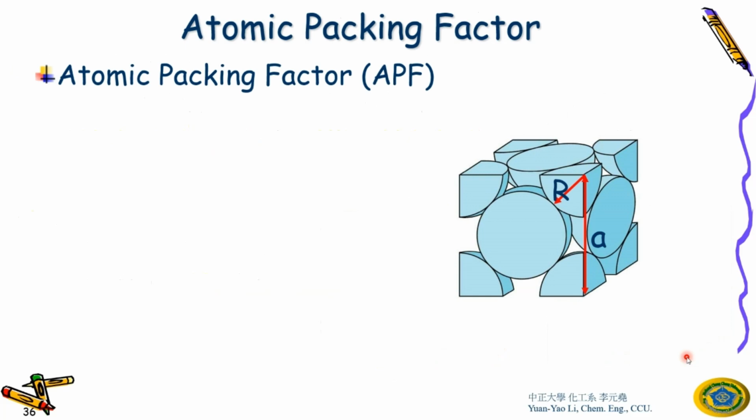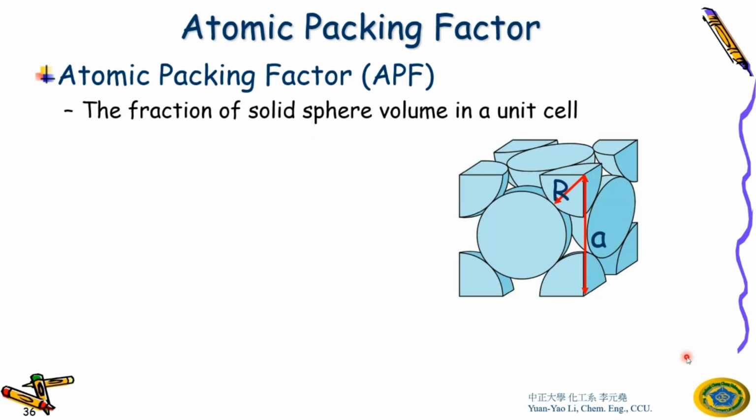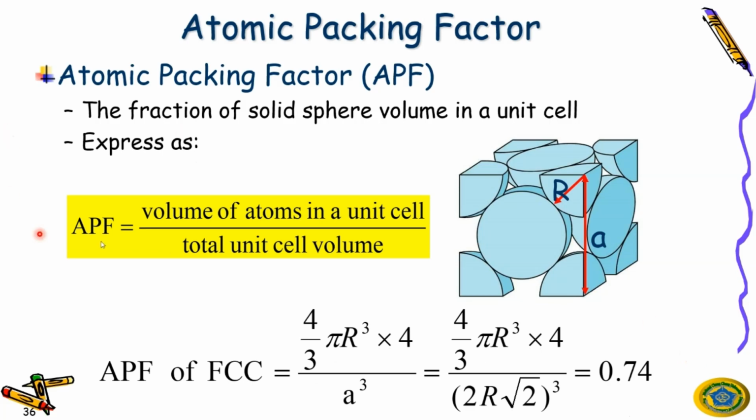So how about APF? APF, let's write down the definition: the fraction of the solid sphere's volume in a unit cell. This is what we call APF. And as we know, how many atoms in this unit cell? 4, right? This is the volume of one sphere, one atom, divided by the volume of this cube. So the answer you get is 0.74. So as you know, for the FCC structure, the APF is 0.74.